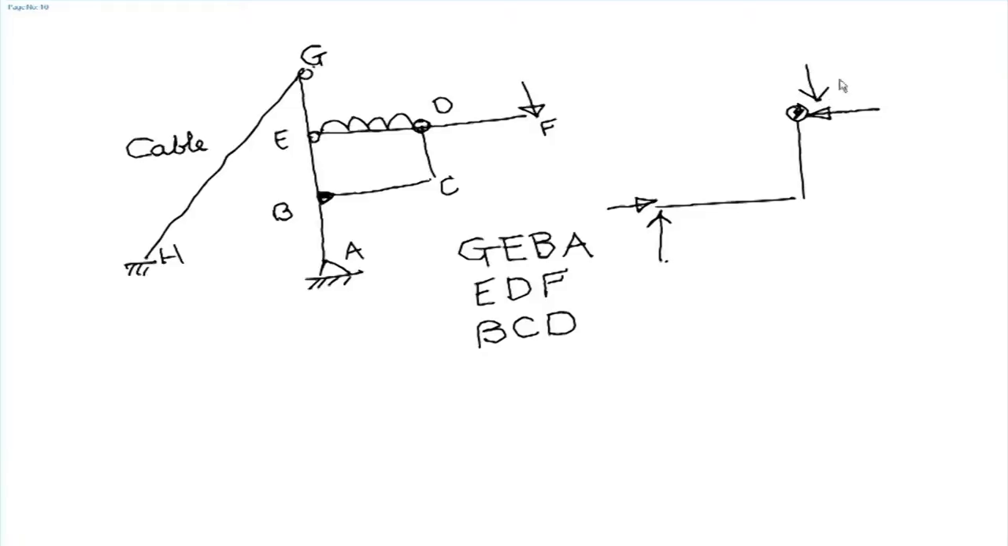Now for this structure to be in equilibrium, let me call these Fy, Fx, and let me call these Gy and Gx. This is the most general case. You have two reactions coming here from the pin joint, two reactions coming here from the pin joint. Now what we do is we play a trick like this. Let us join these two points.